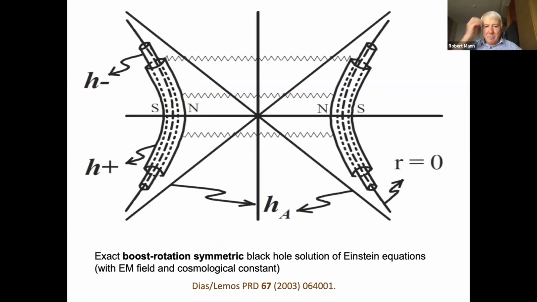This is an exact boost symmetric black hole solution of Einstein's equations with an electromagnetic field and a cosmological constant, which is the lambda on the previous slide. And in fact, in general, this black hole will have an acceleration horizon. So it's accelerating along a hyperbolic trajectory here. So it has this acceleration horizon and it has a counterpart over here, and this is explicated in this paper here by Dias and Lemos about 22 years ago now.